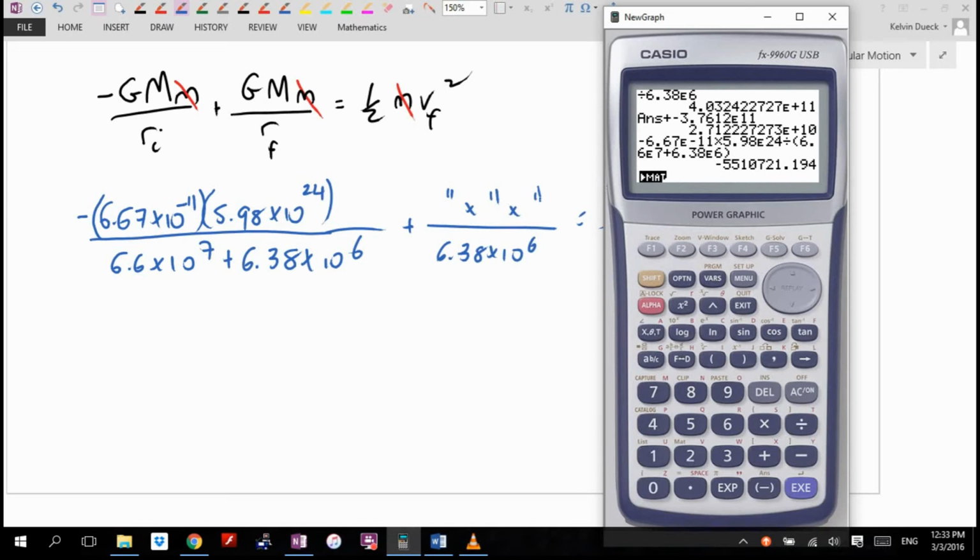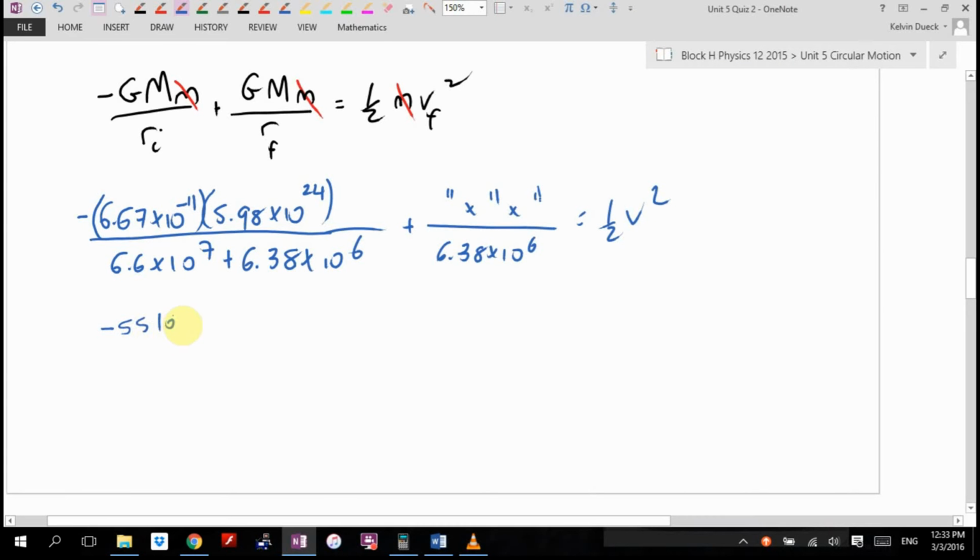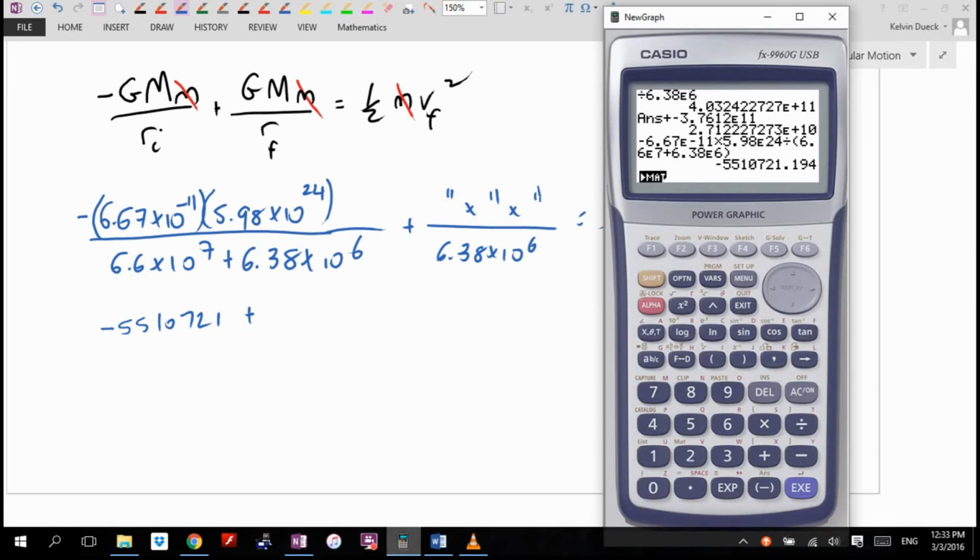Looks good. So my initial potential energy is negative 5510721. I'm just going to write negative 5510721 plus, did I get that right? Sure, 0.1. I don't care about the decimals. That's not going to make a difference. And then I think I'm just going to delete. Oh, but I wanted that to be a plus. I forgot to delete the negative. Ha! Times negative 1. There, now it's a plus. Wasn't that clever?